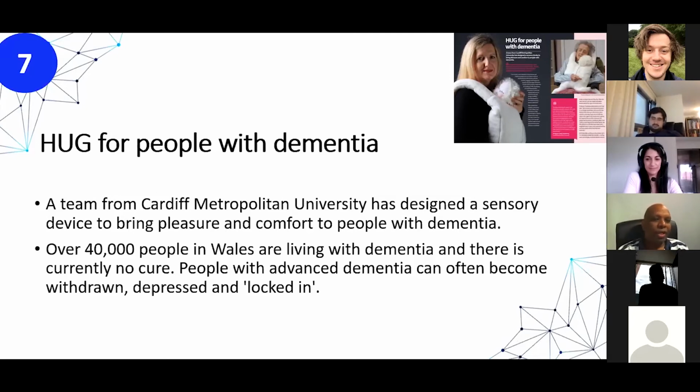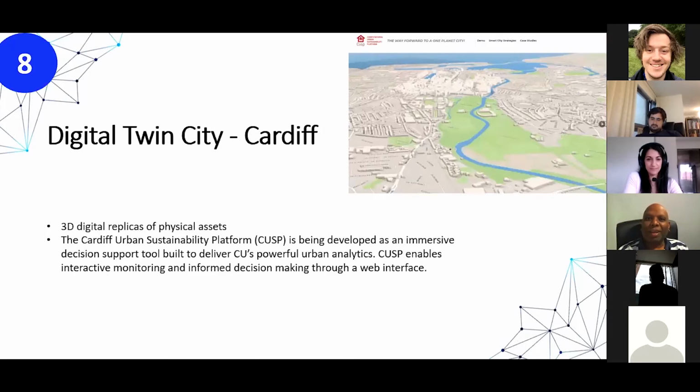We are only 2 away. The next one is again one of my favorites. So a friend of mine works in this research team, and this is about the Cardiff Urban Sustainability Platform. So it's a platform which mimics the city. So the whole city is in augmented view, available online on the web, where, say for example, if there is going to be a flooding in an area, you can visually see how the flooding will affect different parts of the city.